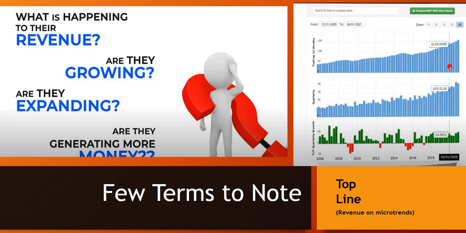So the next one is the top line. What is top line? Top line talks about revenue. You want to be sure, what is their revenue? Are they growing? Are they expanding? Are they generating more money? You need to know that. You need to be sure that this company has been generating more money, increasing their revenue month in, month out, year in, year out. It is important that you are able to prove at least a decade of consistent growth of revenue.